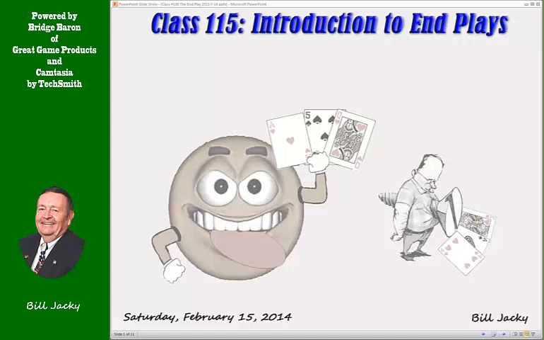Yesterday we went through a hand that ended up in an end play. It's really quite a simple process once you visualize what's going on. Let's look at some examples, but first let's look at various so-called expert plays in bridge.